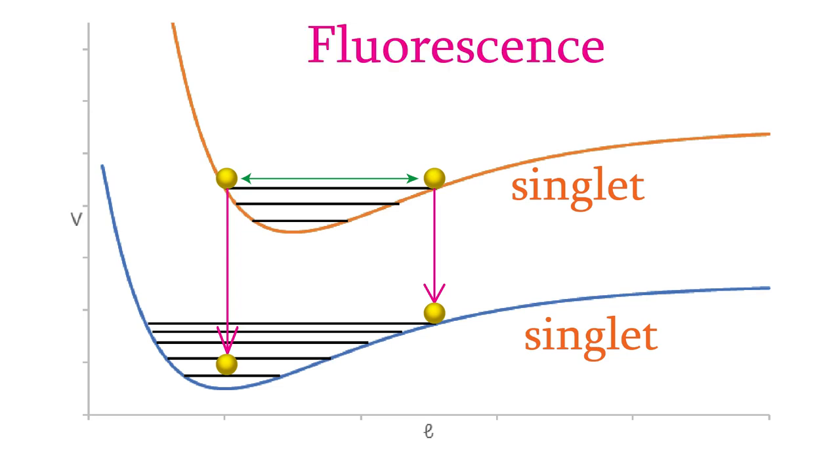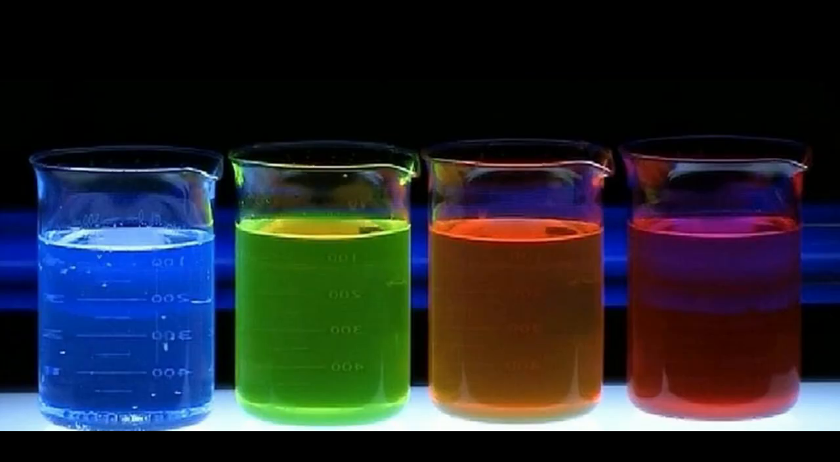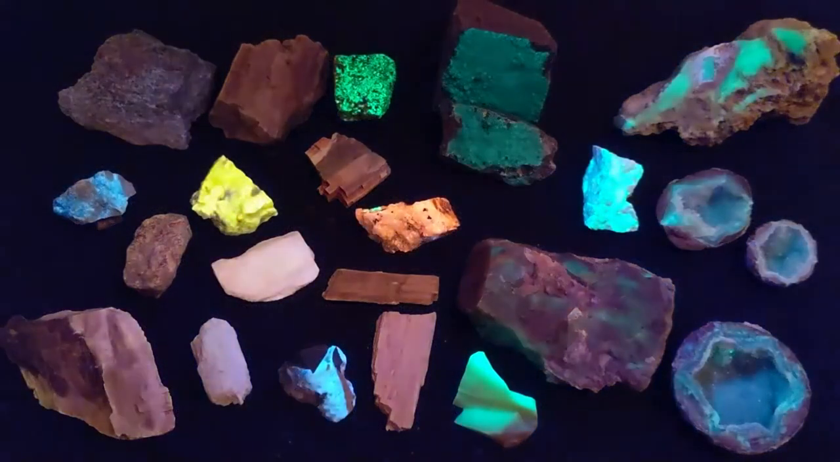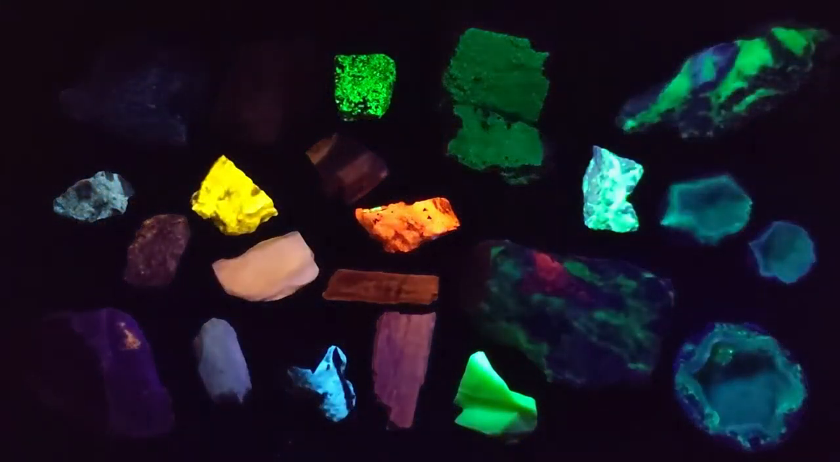We haven't talked too much about singlet states and other excited states like triplets, but that'll come in the next video. You've probably seen fluorescence before. Some dyes, like fluorescein, seem to glow slightly in room light. That's an example of fluorescence. Also, you may have realized that certain minerals and dyes glow under a UV light. That's another example of fluorescence.